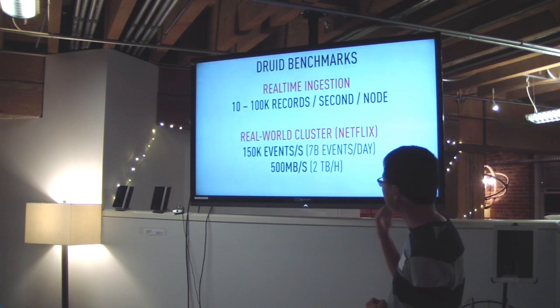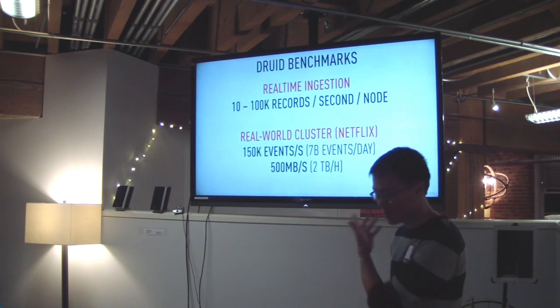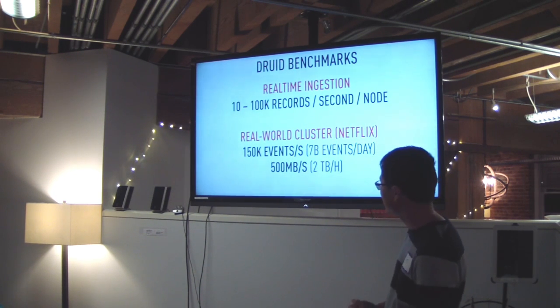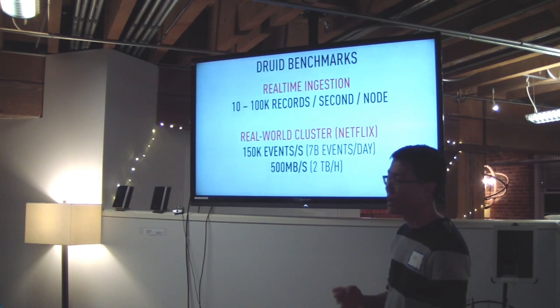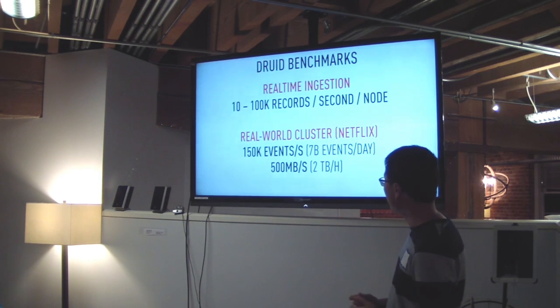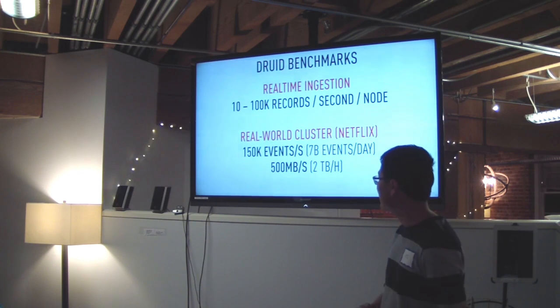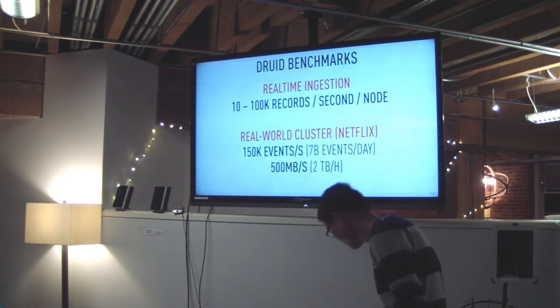And one of the benchmarks that Netflix, who's running Druid in production, shared with us is they're ingesting data at about 150,000 events per second, which amounts to about 7 billion events per day. And that's about 500 megs per second, or about 2 terabytes of data per hour. So that's pretty cool.